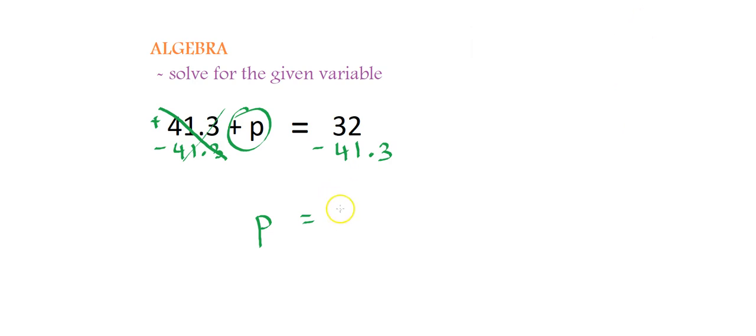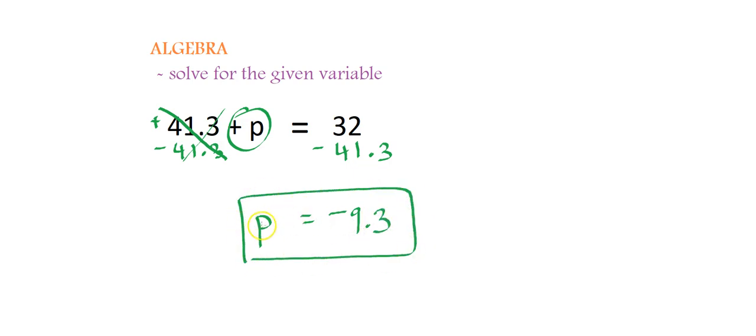So we write our answer here, minus 9.3, and that is our answer. If the variable here is a positive, and its value is a negative, that's fine. Just leave it like that. So p equals minus 9.3. What we should do is check.